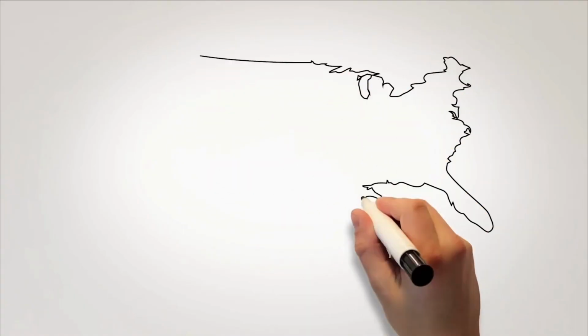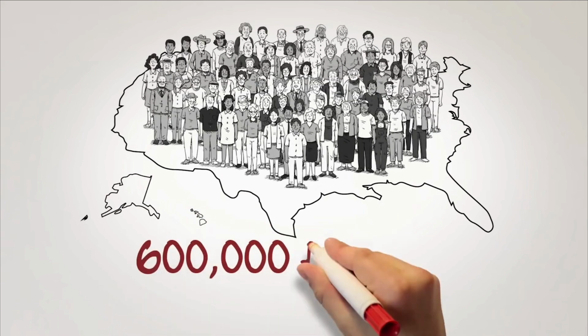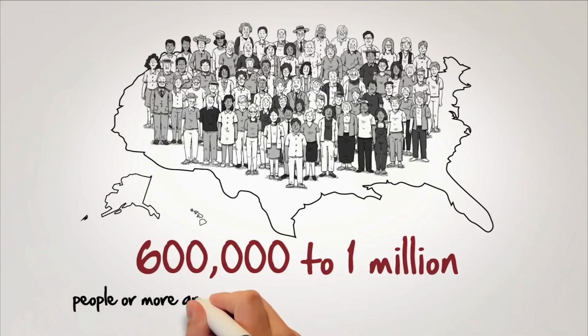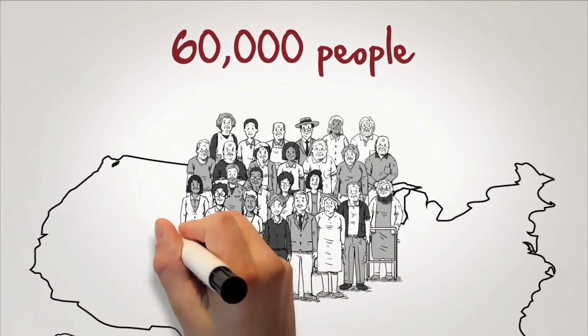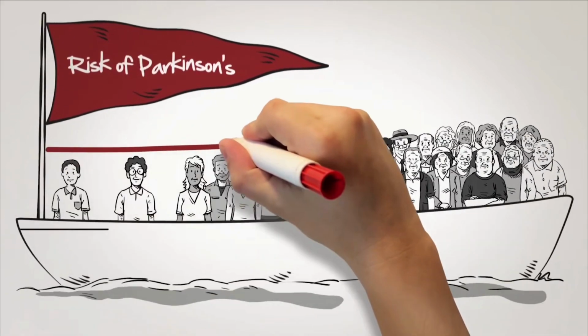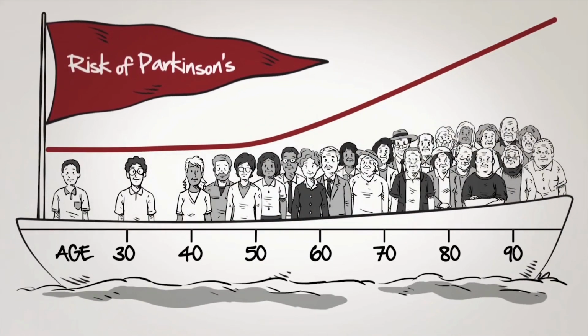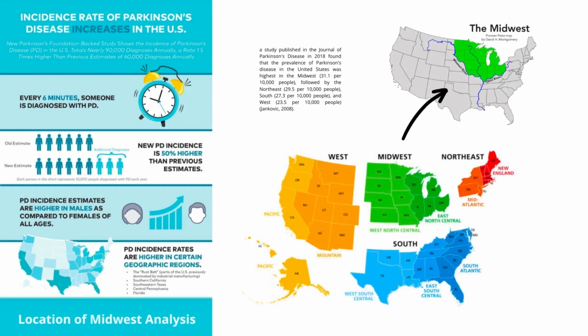It is the second most common disease in the USA. 600,000 people or more are living with Parkinson's disease in the US. Almost 16,000 people are diagnosed each year. The average age of the patients is over 16 years old. The highest patient disease rate is in the Midwest.